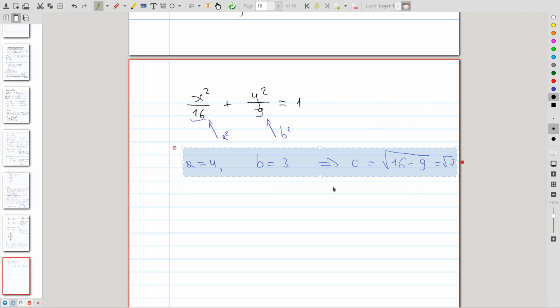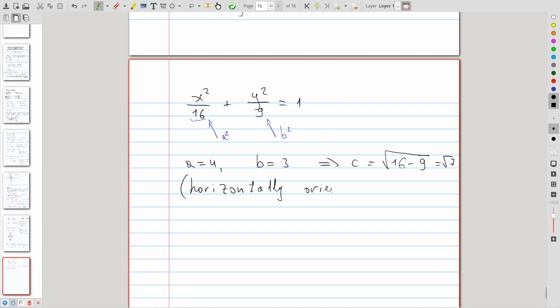Namely, we know that the longer axis corresponds to the x term, and so that means that this is a horizontally oriented ellipse. So the foci are to the left and to the right of the origin, and so they have the coordinates plus minus square root of 7, 0. And likewise, the vertices have coordinates plus minus 4, 0.